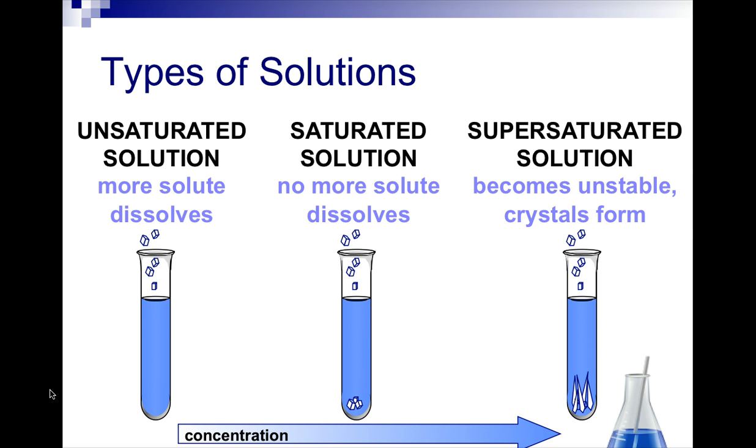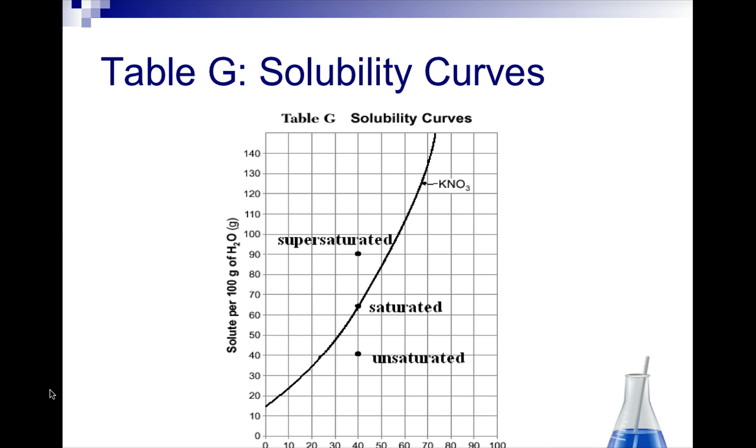And a supersaturated solution is when it has more solute than the solvent can hold, and this is very unstable and it will tend to create crystals. So one of the things we're going to look at is solubility curves, and so you'll need to actually look at Table G in your reference packet.